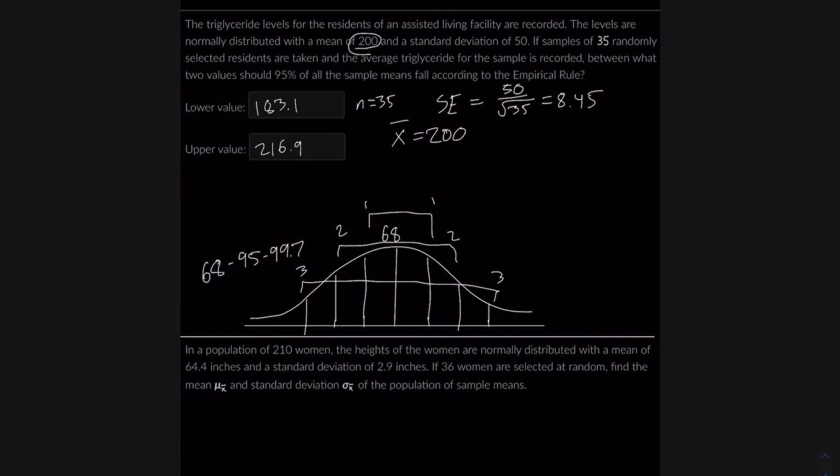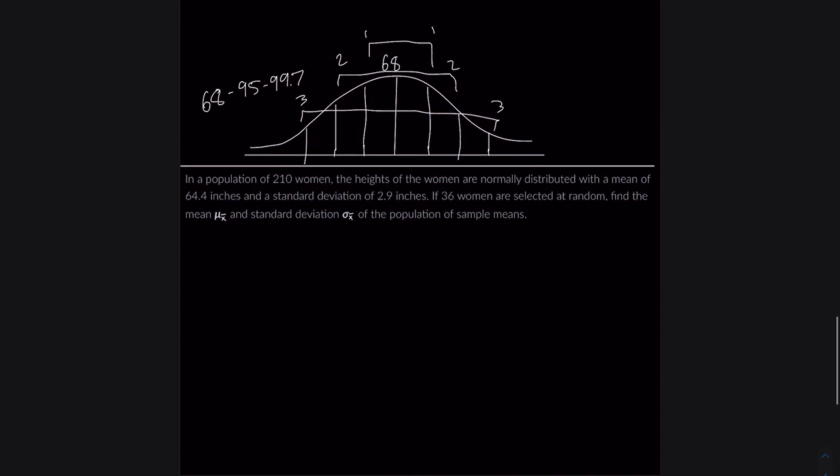We basically found the 2 values that 95% of all of our sample means are between. That's sometimes referred to as a confidence level. So we would be 95% confident that the sample mean would be between those 2 values. But we'll get into that in a later lesson, so I'm not going to go too deep into that.